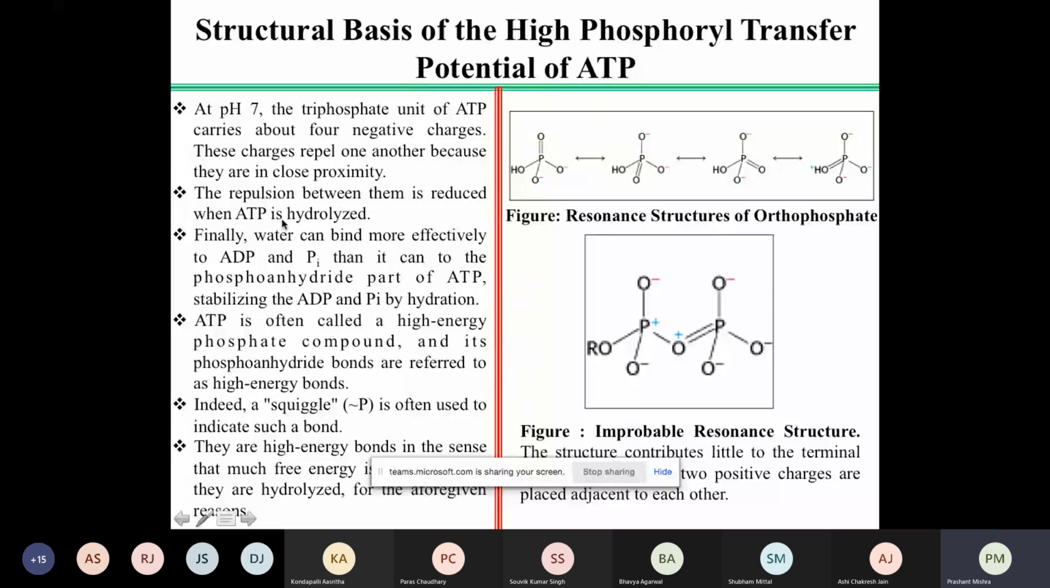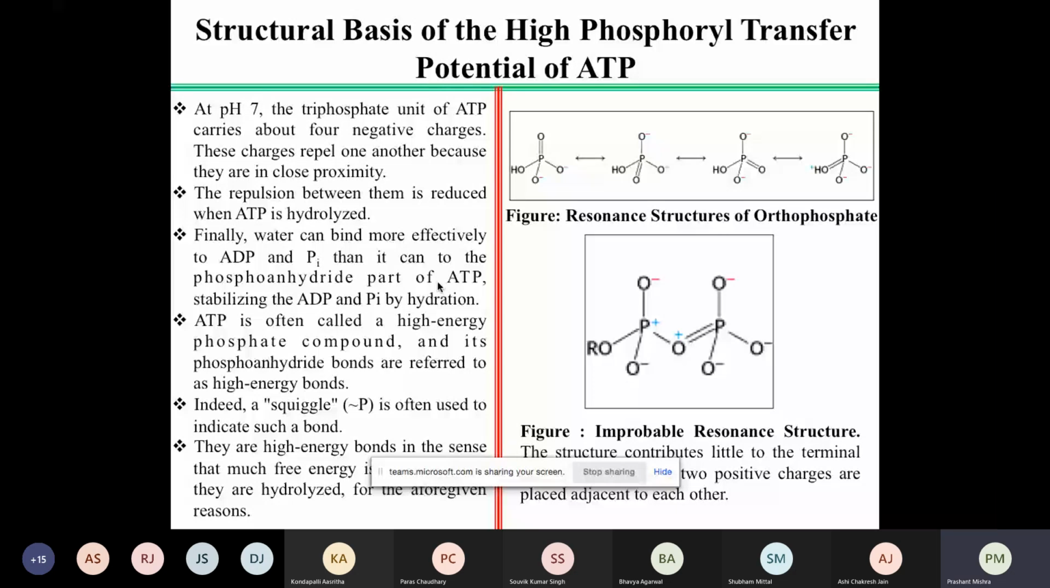The repulsion between them is reduced when ATP is hydrolyzed. So the reaction will tend to hydrolyze ATP into ADP and Pi, and that's why your delta G is negative. That's number one. Number two is that water can bind more effectively to ADP and Pi than it can to the phosphoanhydride part of ATP. So if I look at the phosphoanhydride part of ATP and at ADP and Pi, you can see the water can bind more effectively to ADP and Pi, and that's why the reaction will tend towards the formation of ADP and Pi, and that's why the delta G is negative.